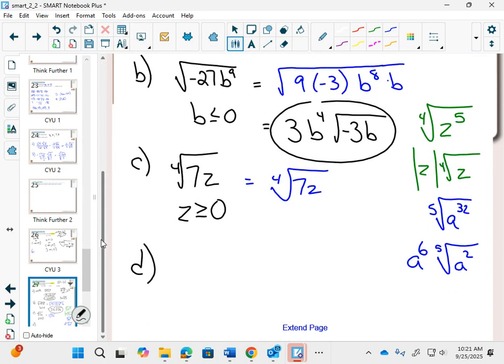Cube root of 24y to the 5. The index is an odd number. This is the easiest one because positives work, negatives work, 0 works, everything works with an odd index. So it's defined for everything.